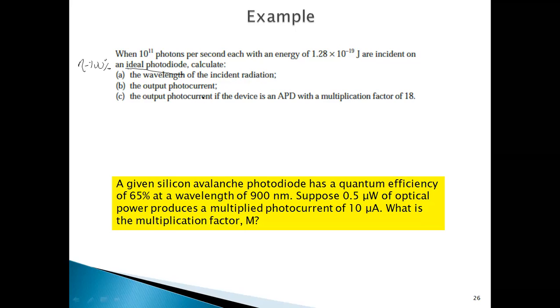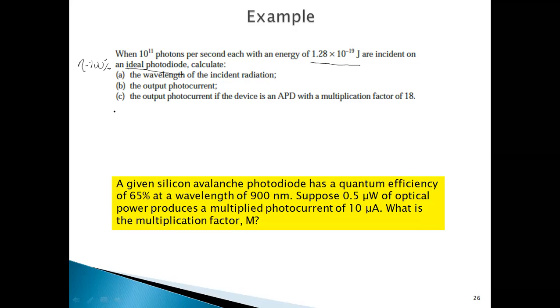Okay, so this is the case whereby we have a photon incidence of 10 to the power of 11, the energy of the photons is 1.28 times 10 to the power of negative 19 joule, and the photodiode is ideal, in which the quantum efficiency is 100%. So number one, we need to calculate the value of the wavelength of the incident radiation. For this calculation of wavelength, we need to go back to the long wavelength cutoff values, in the second part of lecture 9.